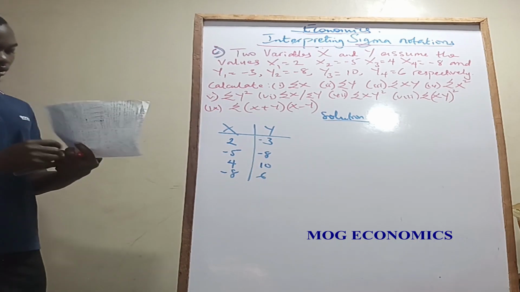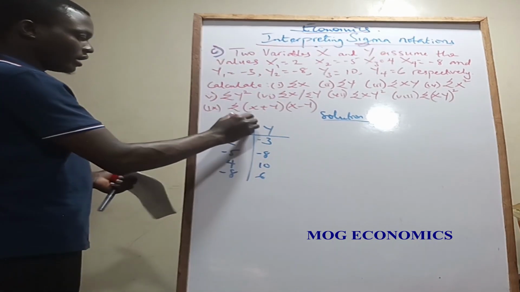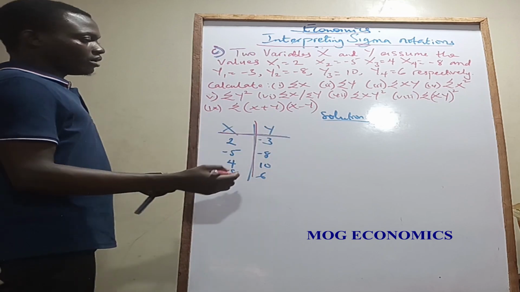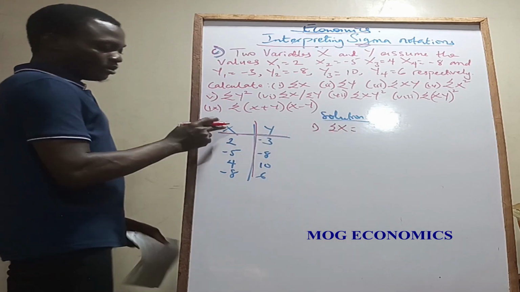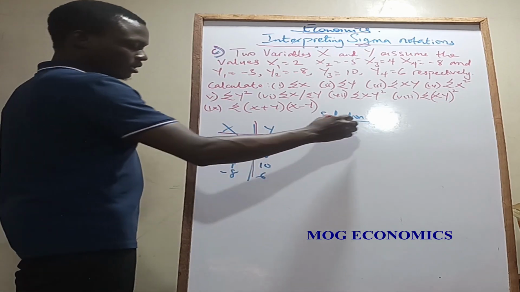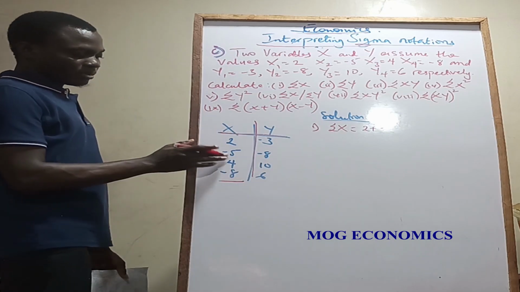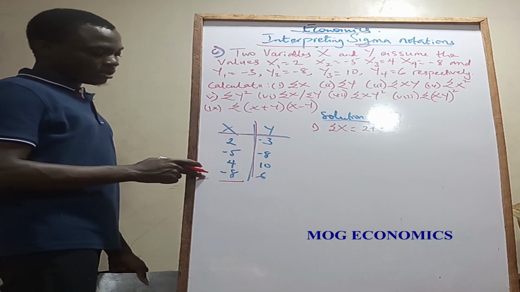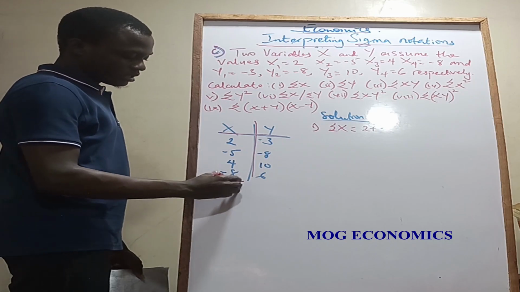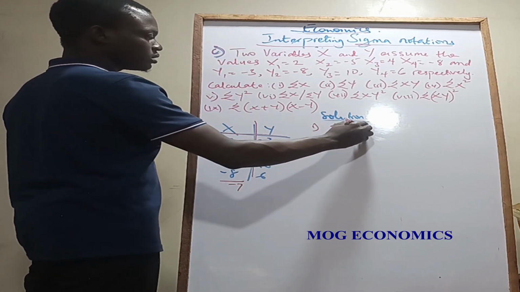So what are the questions that we're supposed to solve? The first one says find the sum of x. So what will be the sum of x? Let's add up everything. 2 plus minus 5, that's minus 3. Minus 3 plus 4, that's 1. 1 minus 8, that's minus 7. So the sum of x equals minus 7.